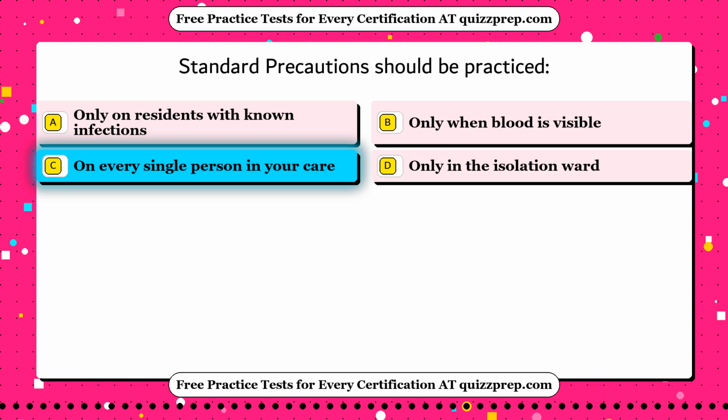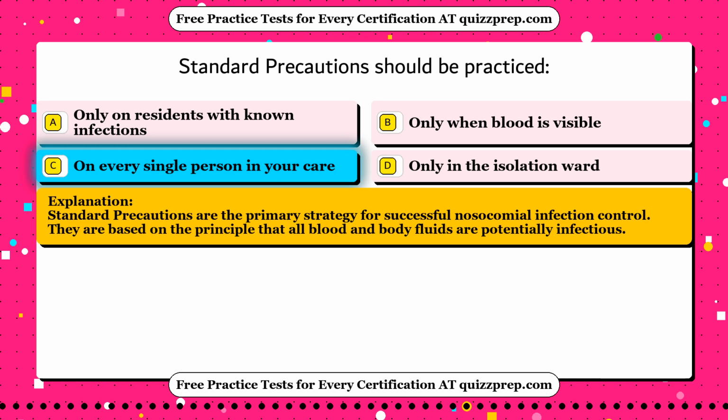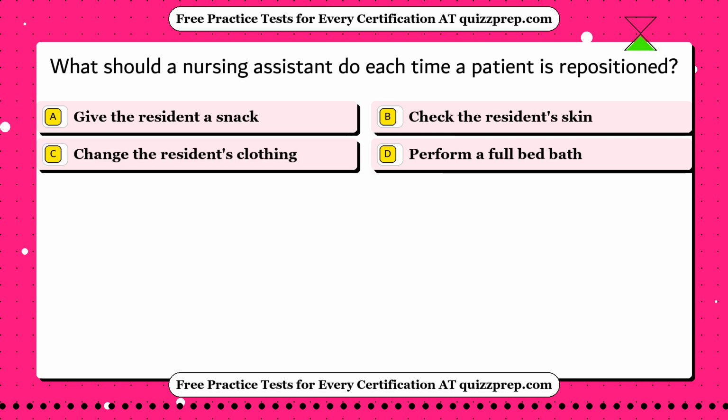The correct answer is option C, on every single person in your care. Standard precautions are the primary strategy for successful nosocomial infection control. They are based on the principle that all blood and body fluids are potentially infectious. Question 22. What should a nursing assistant do each time a patient is repositioned?